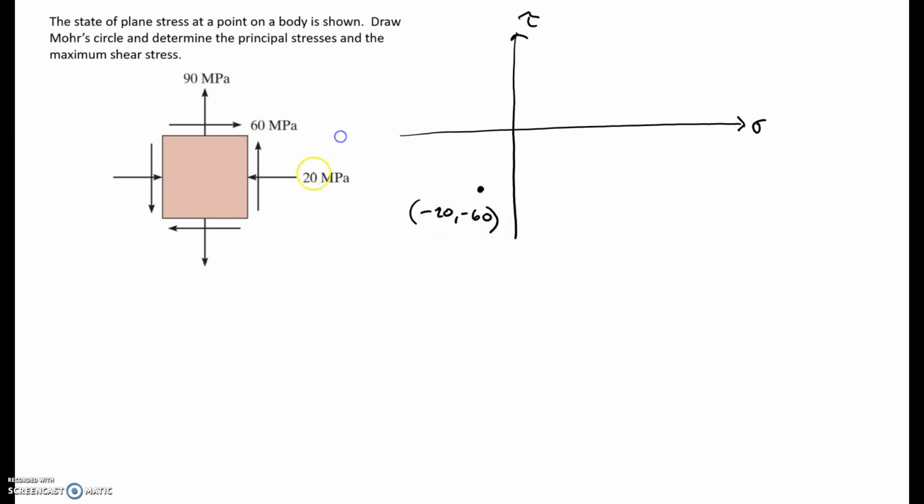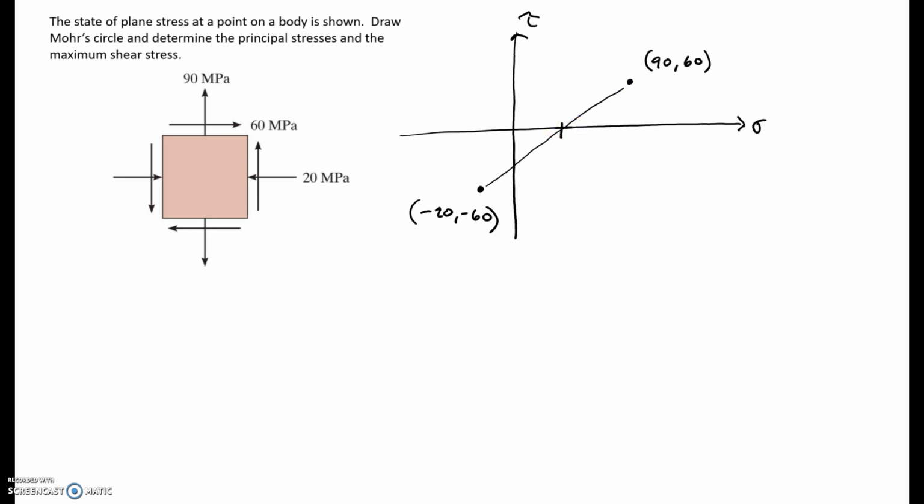The top of the box is going to be +90, +60. So probably somewhere about right here. Of course, if we plot the left side, it would give us the same point as the right side. If we plot the bottom, it would give us the same point as the top. So drawing a straight line between these two gives us the diameter of the circle. The center ends up being right there on the horizontal axis.